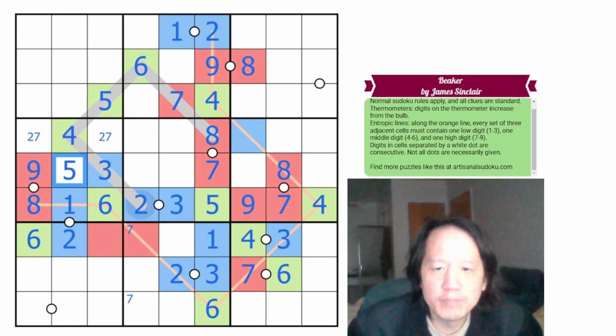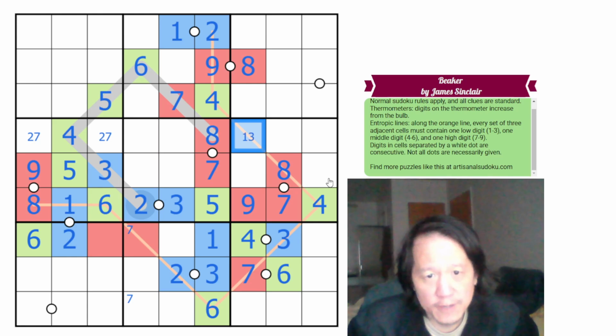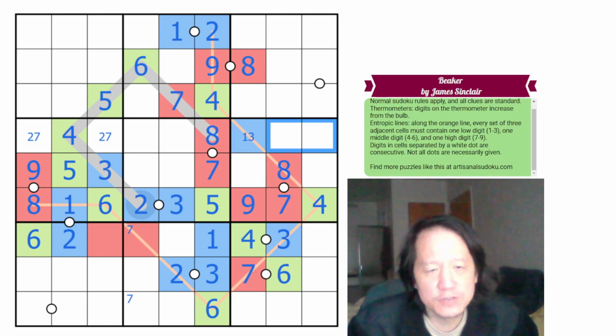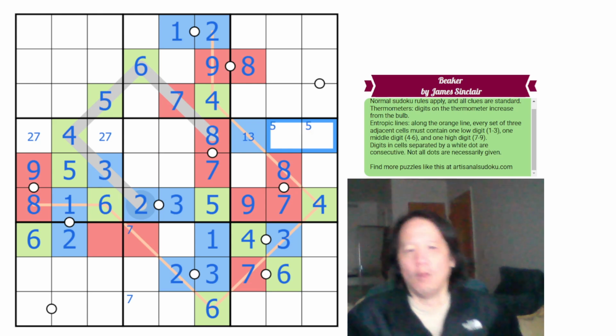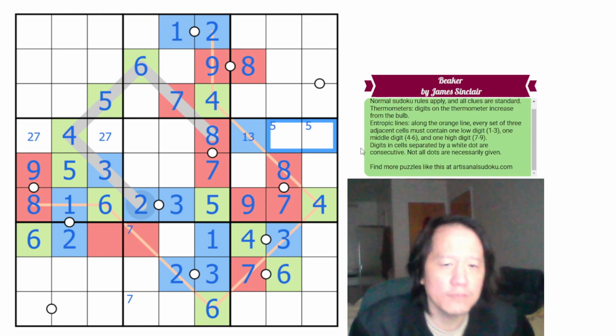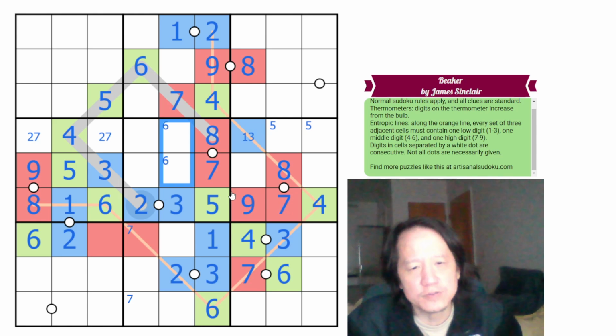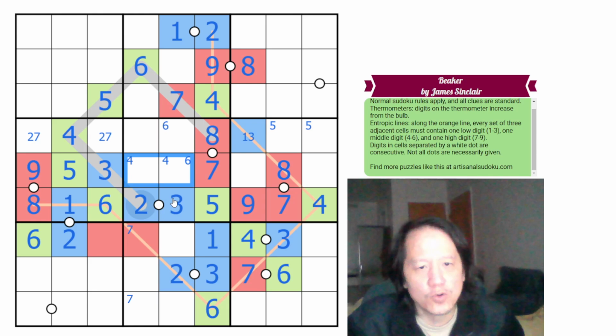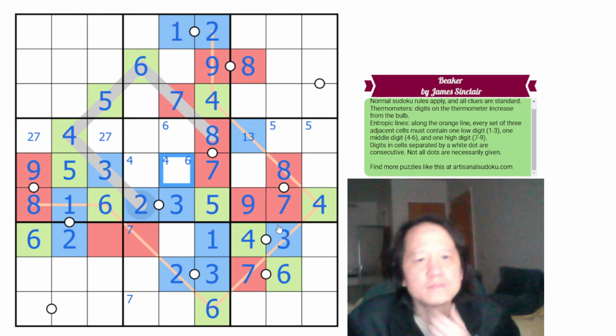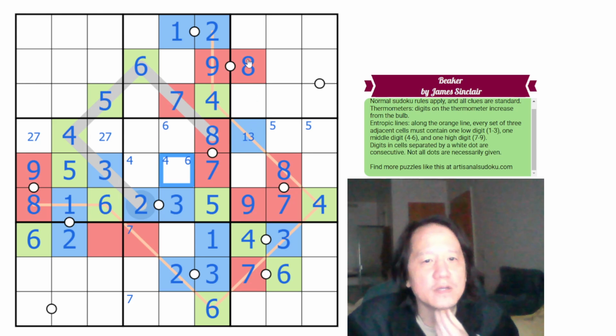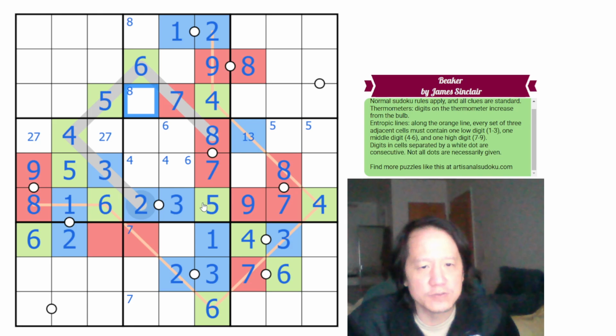This is 5 in the middle. This can't be 5, so this is 1 or 3. 5 has to be one of these two. I'm not sure which. 6 cannot be here, so 6 is one of these two cells. 4 cannot be here, so 4 is one of these two cells. Interesting. 8 cannot be here, so 8 has to be one of these two cells, which means 8 is one of these two cells.